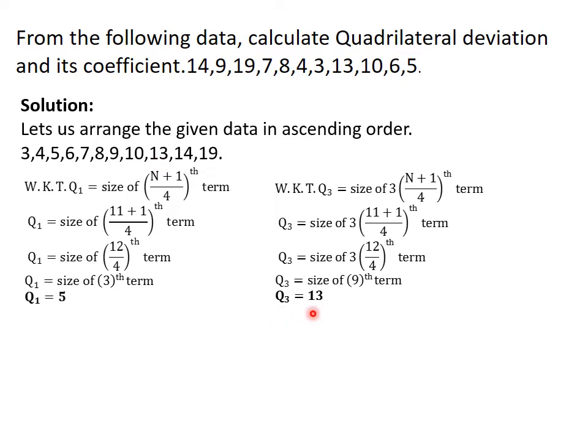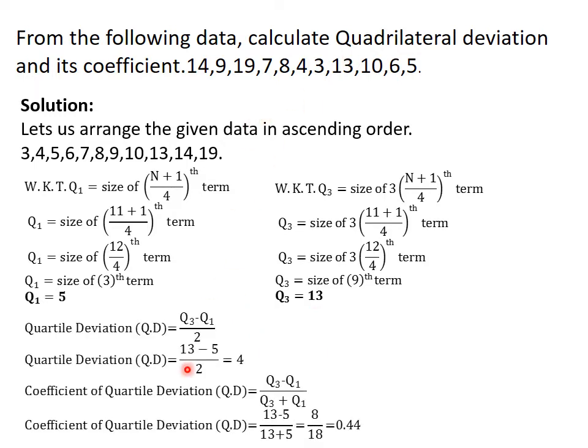After finding Q1 and Q3, Quartile Deviation is obtained with the help of Q3 minus Q1 divided by 2. So QD is equal to, Q3 is what? 13. Q1 is what? 5. So 13 minus 5 is equal to 8. 8 divided by 2 is equal to 4. So now QD is nothing but 4.